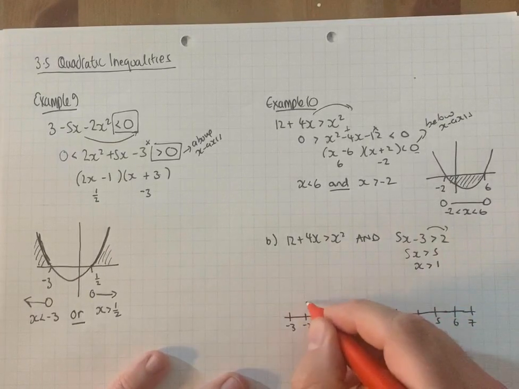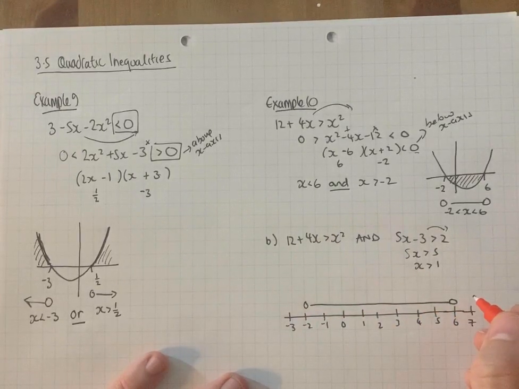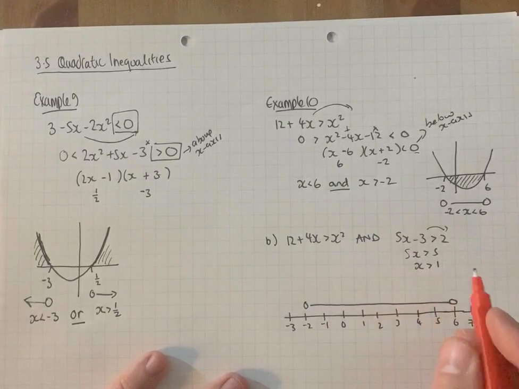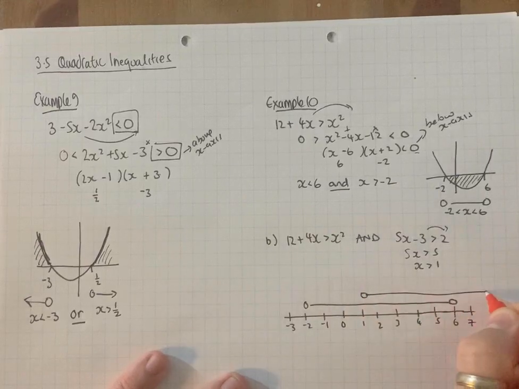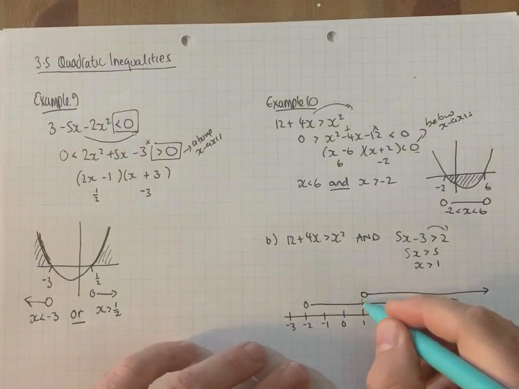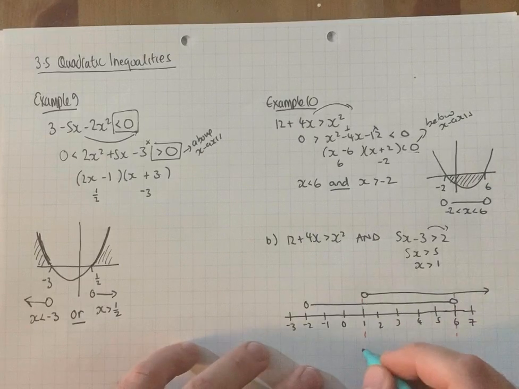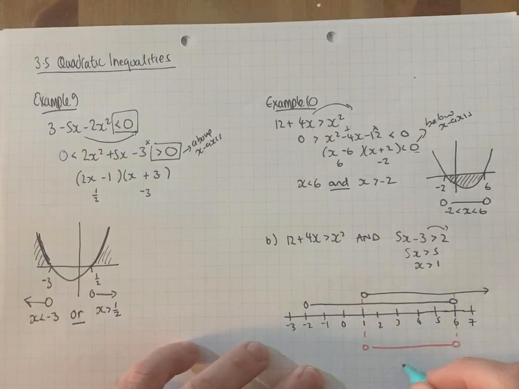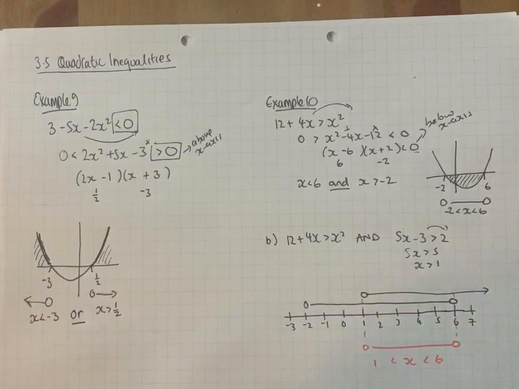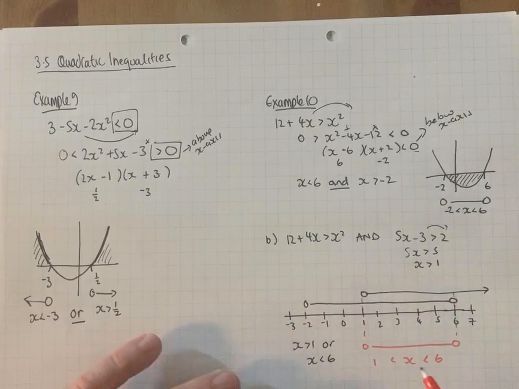So between minus 2 and 6, it was less than, so empty circles, and x is greater than 1. With nice long lines. And what you're looking for is where you've got both lines. So it's going to be between 1 and 6, or writing it separately, x is bigger than 1 and x is less than 6.